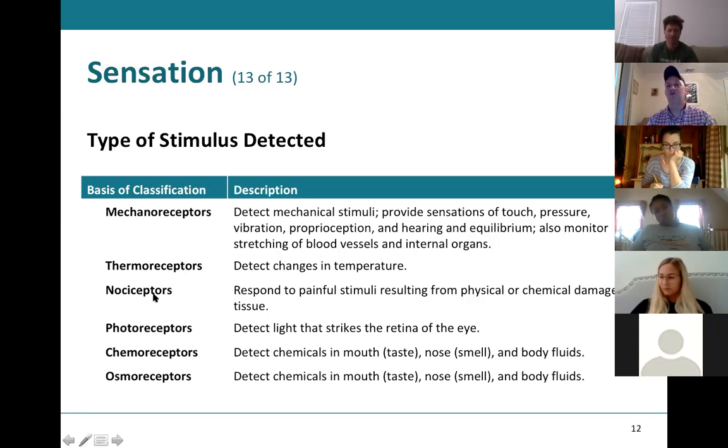Nociceptors tend to be found on free nerve endings. Not exactly the case, because in some parts of your body, you'll see there's fast pain and slow pain and all this sort of thing. Okay, photoreceptors, your eyes, chemoreceptors.